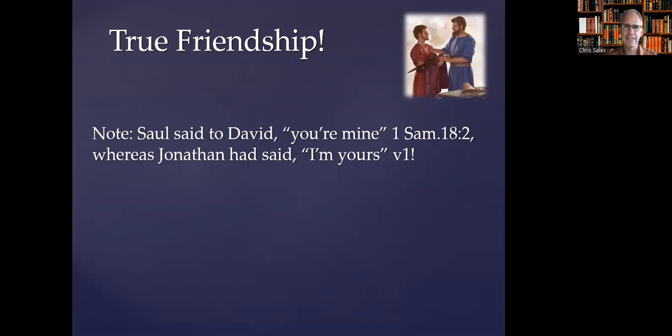But what was the basis of their love? For Saul, it was all take, take, take. You're mine, he says to David. You come with me, I'm taking you. And Jonathan's saying, whatever I have is yours. And he gives and gives and gives.